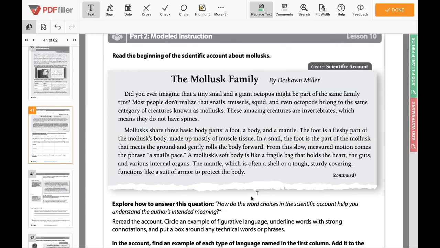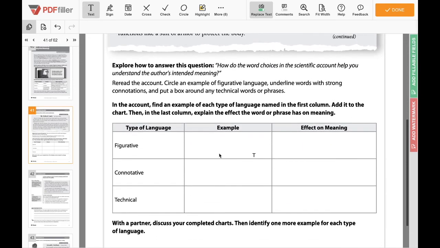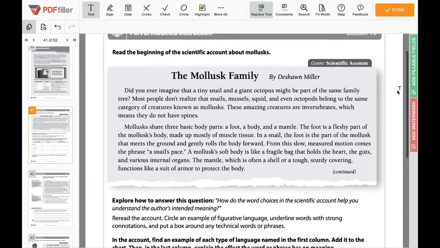So it says, explain how to answer this question. How do the word choices in the scientific account help you to understand the author's intended meaning? So that's what we're going to use to fill out this chart here. So we want to circle an example of figurative language, underline words with strong connotations, and put a box around, which I'm going to highlight, any technical words or phrases. So let's circle an example of figurative language first.